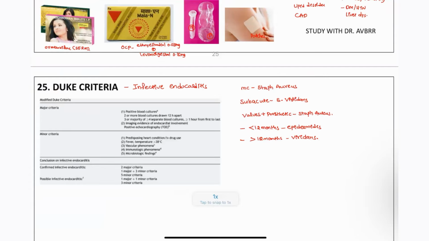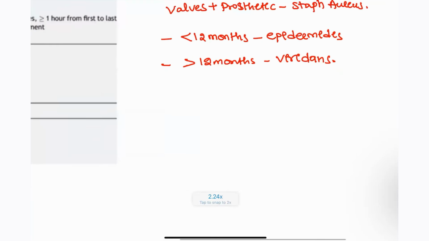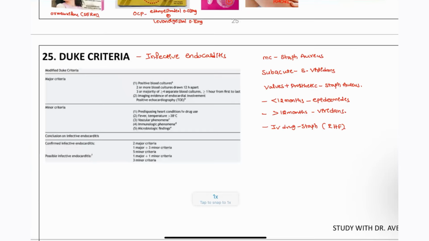Another important point that you have to take note of: this patient can be associated with IV drug abuse. For this patient also, Staph aureus is most common, but right-sided heart failure will be seen in this patient, because the veins on the right side are most commonly abused.